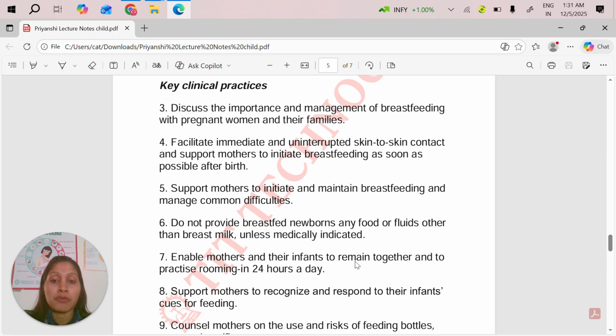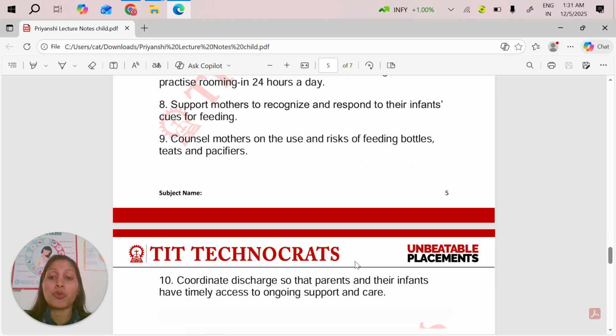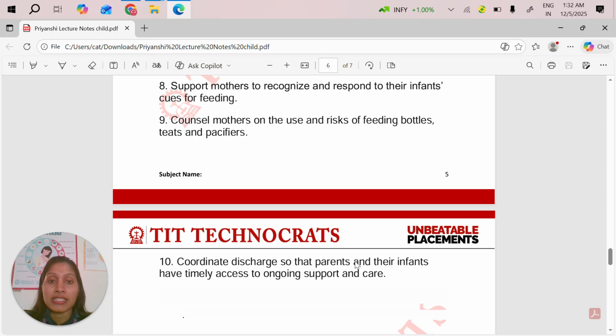The next is enable mothers and their infants to remain together and to practice rooming-in 24 hours a day. Support mothers to recognize and respond to their infants' cues for feeding. And ninth is counsel mothers on the use and risks of feeding bottles, teats and pacifiers. Then 10th is coordinate discharge so that parents and their infants have timely access to ongoing support and care.